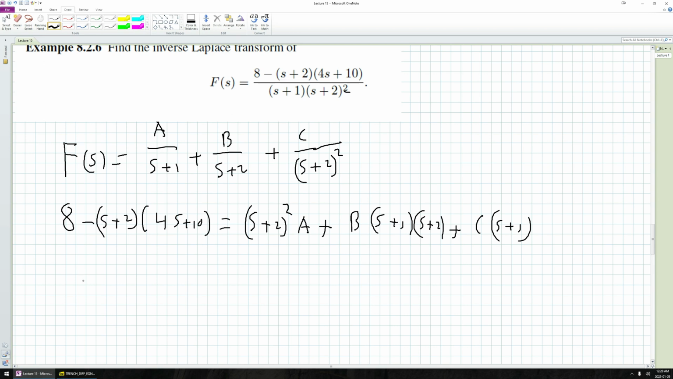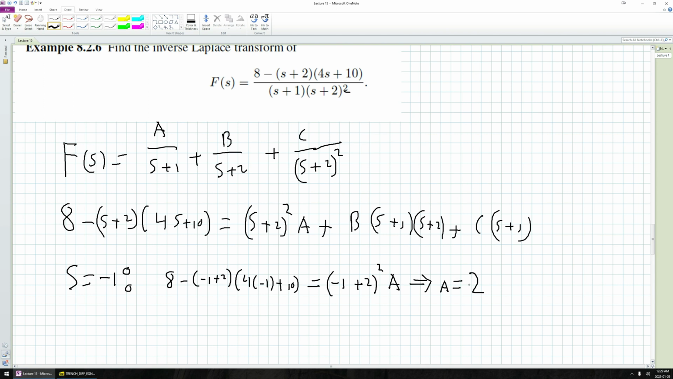Okay, so if I want to solve for a, I could simply note, hey, if s is equal to -1, it cancels out this term and this term. So writing this out explicitly, we get this expression here. Okay, so -1 plus 2 squared, that's just 1. So immediately from here, if I simplify this expression, we can solve this for a, right? After the algebra clears, we simply get that a is just 2.